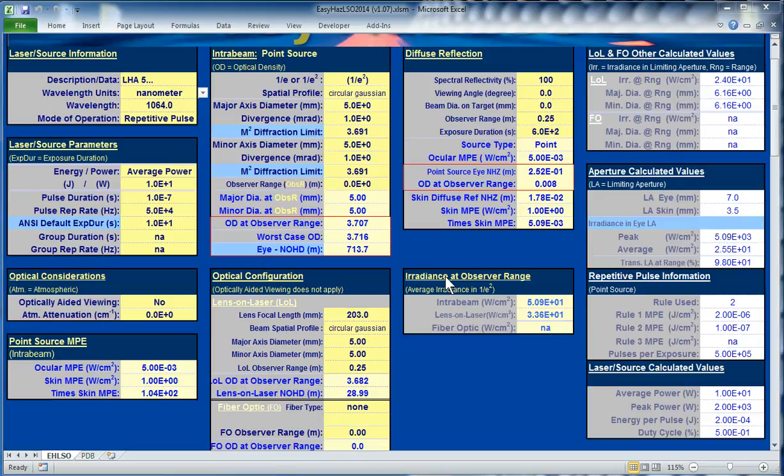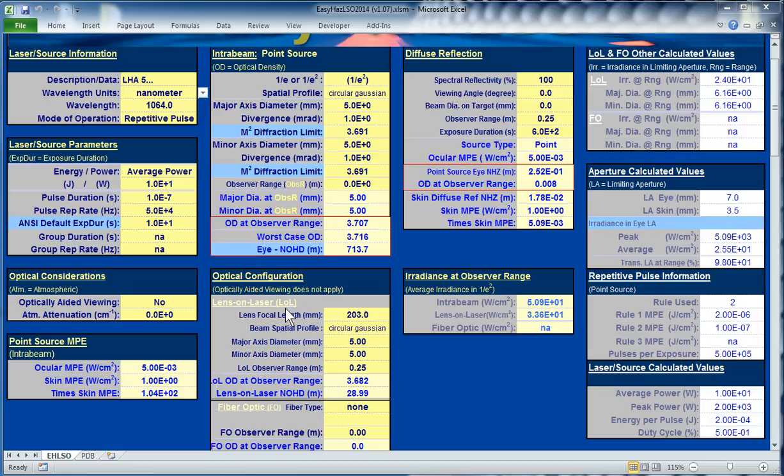Alright, this is hazard analysis, the sixth hazard analysis we're going to do. We're going to start with the previous one, LHA5, and because I didn't completely finish that, there was information that we had for a focusing lens. I want to tie this analysis together with the next one because they're really both dealing with lens-on-laser calculations. The rest of this we pretty much understand how to input: wavelength, energy, power, rep rate, exposure duration, beam information.